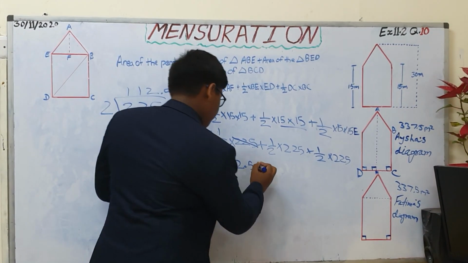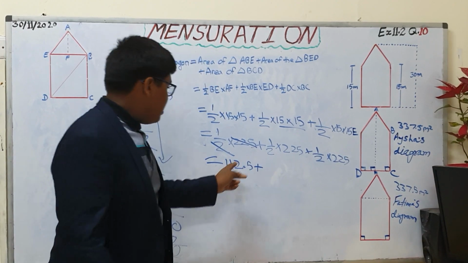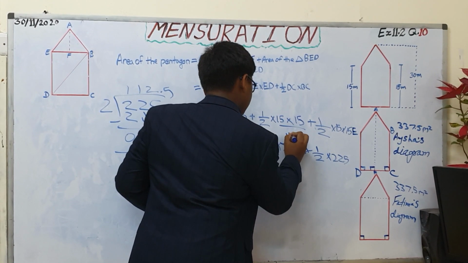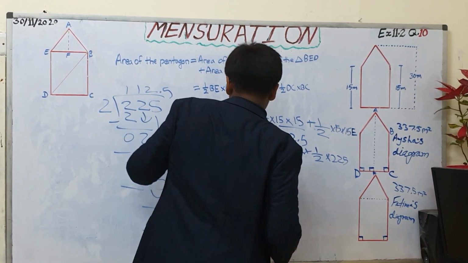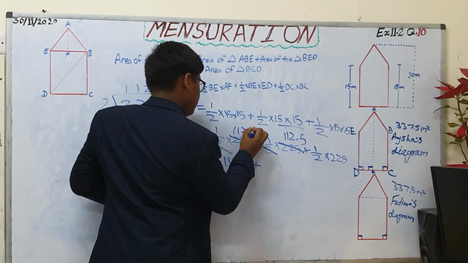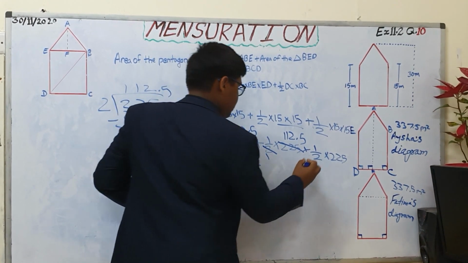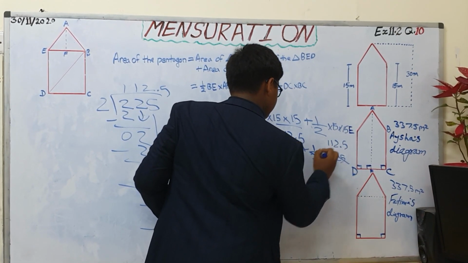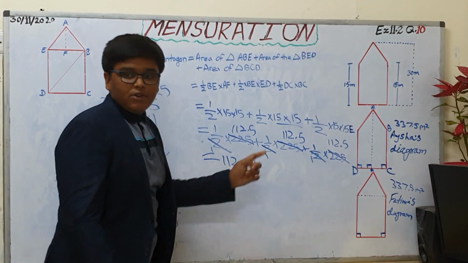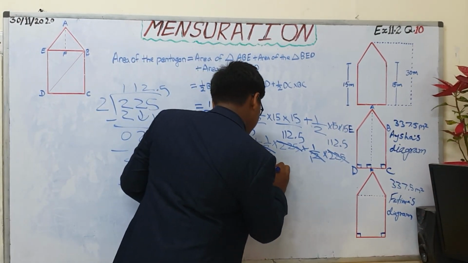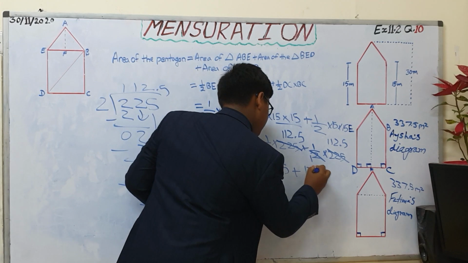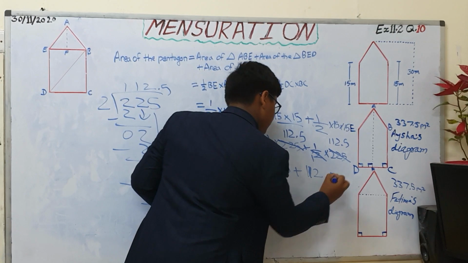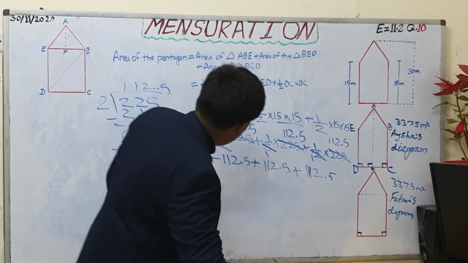Then plus, as we did here, we divide them also here, and then we will get 112.5 as we got here. Then again 112.5 meters. Again, what we are going to do is write 112.5 plus 112.5 plus 112.5. Now we are going to add them all.